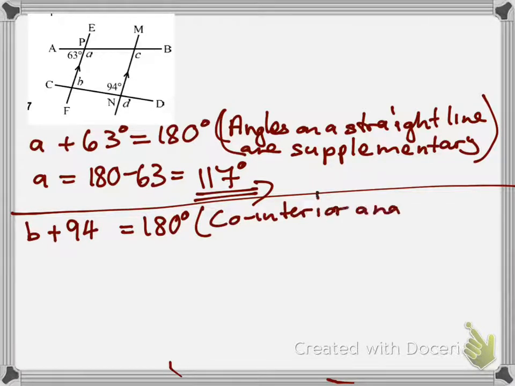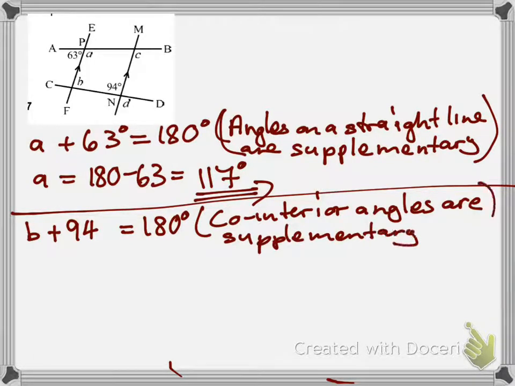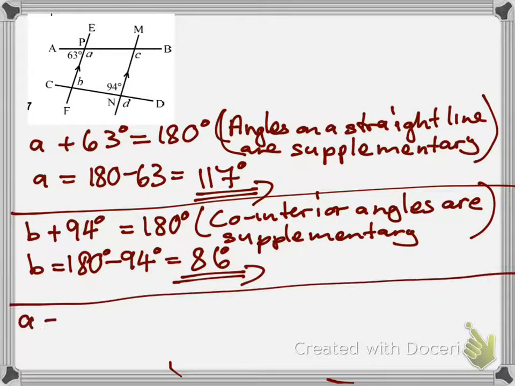And to find B, you can see B and 94 degrees are co-interior angles, and co-interior angles are again supplementary, right? So which means we are going to now solve for B. B will be 180 degrees minus 94, which will give us 86 degrees. And now we can find the value of C. In this case, our C is equal to our angle A, which is going to be 117.